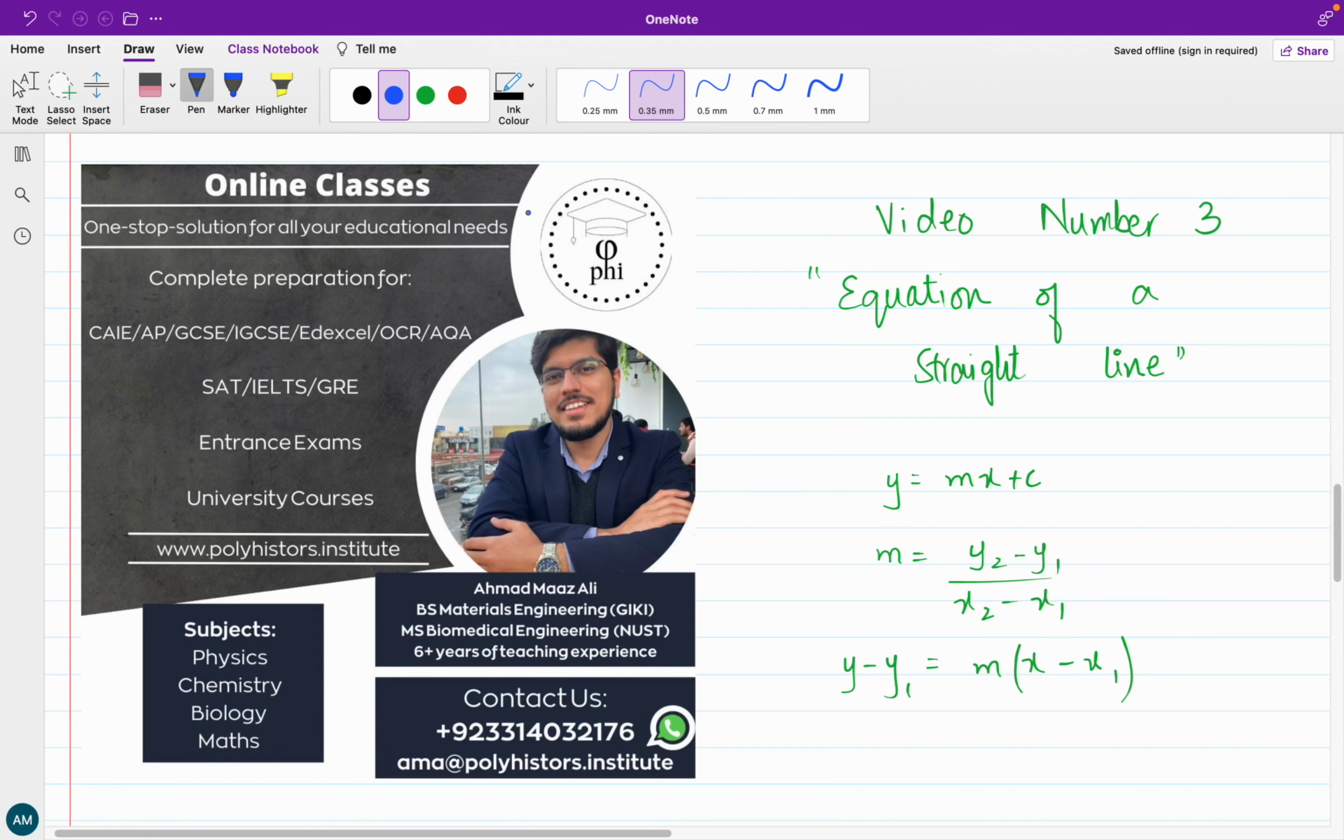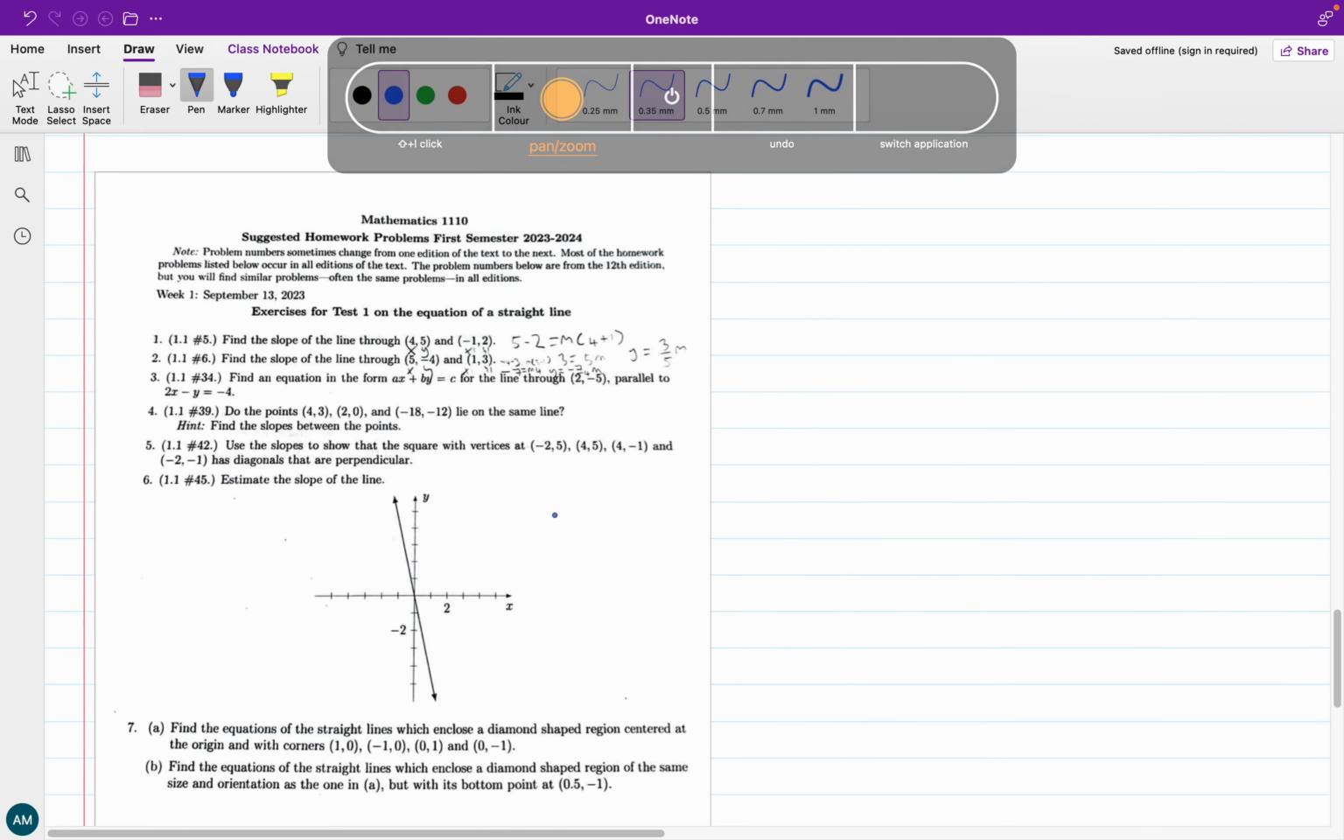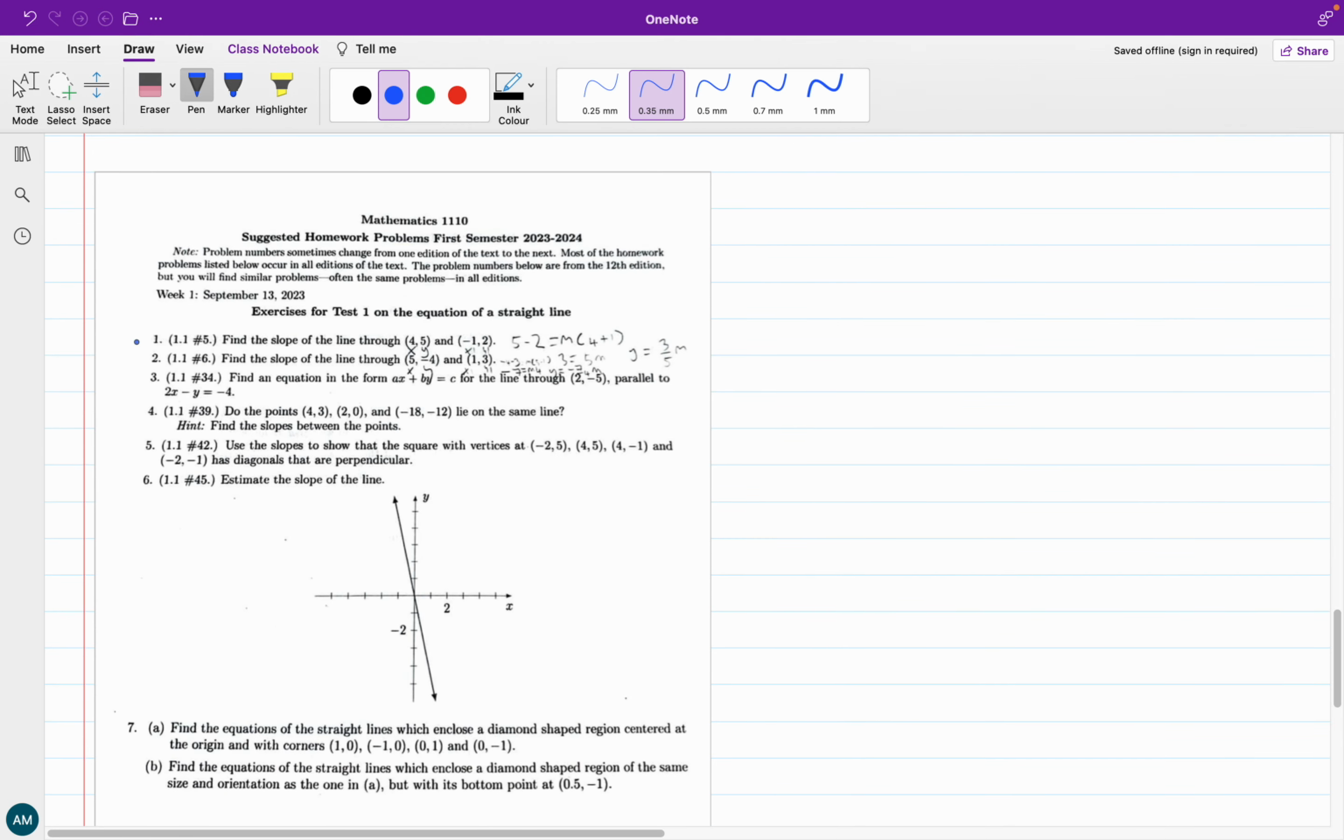Alright, so previously in the two videos, we have learned how the equation of a straight line is given by y = mx + c, how we calculate the gradient, and that if you have a point which lies on a line, and you know the gradient of that line, then you can find the equation of the line by the formula y − y1 = m(x − x1). Let's move on and talk about another question.